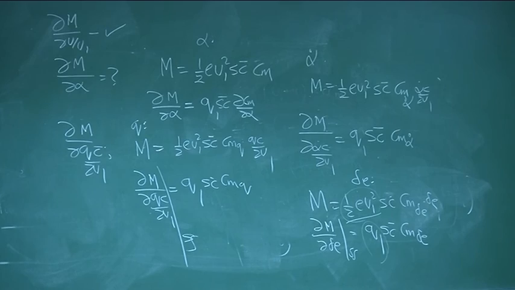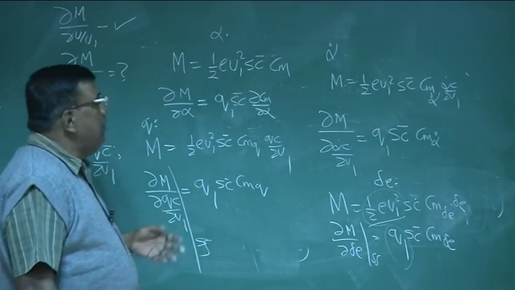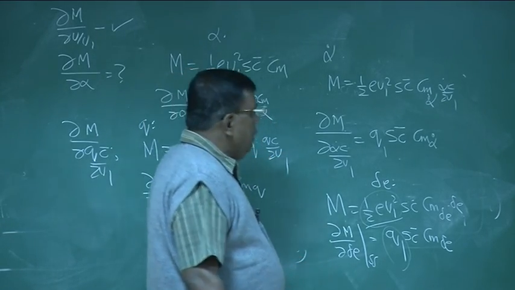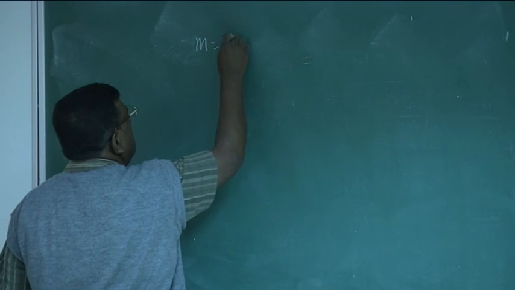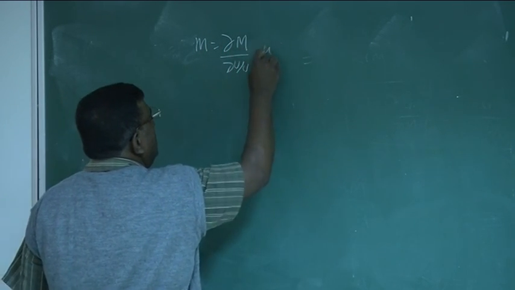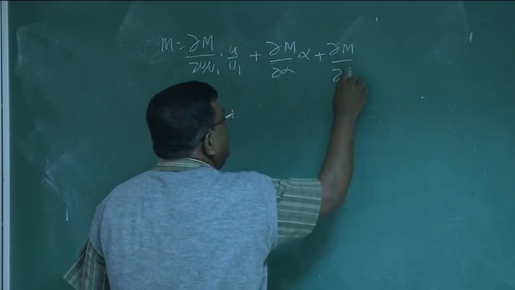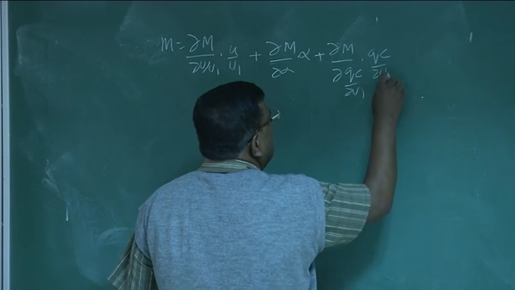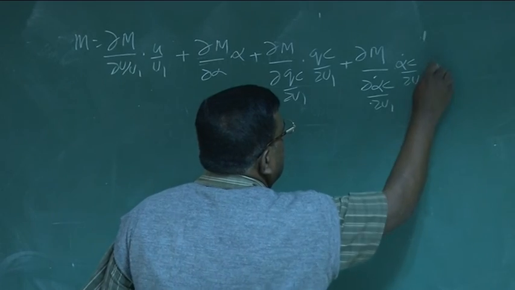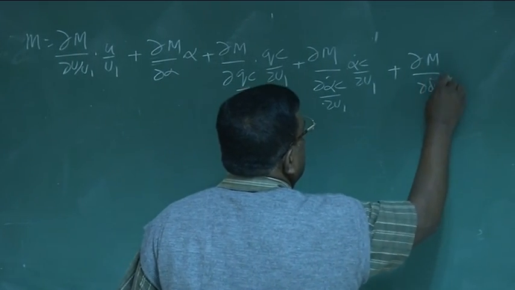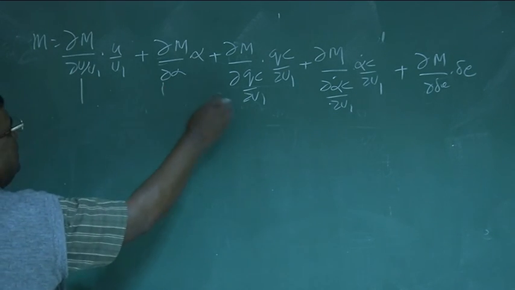So you see, very simple. You have all the expressions with you. dM/du1, you have dM/d alpha, you have dM/dq, dM/d(qc̄/2u1), you have dM/d(alpha dot c̄/2u1), dM/d delta e. And you also know how to estimate Cm alpha dot, you know how to estimate Cm delta e. We have written M is equal to dM/du into u/u1 plus dM/d alpha into alpha plus dM/d(qc̄/2u1) into qc̄/2u1 plus dM/d(alpha dot c̄/2u1) into alpha dot c̄/2u1 plus dM/d delta e into delta e. We have developed expressions for all these derivatives.